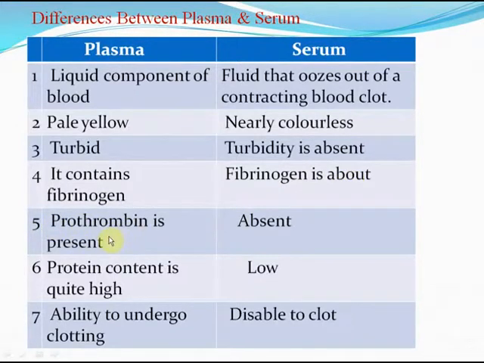Prothrombin is present in plasma, and this is absent in serum. Protein content is quite high in plasma, it's very low in serum. And the last and important factor is plasma has the ability to undergo clotting, and serum is unable to clot.